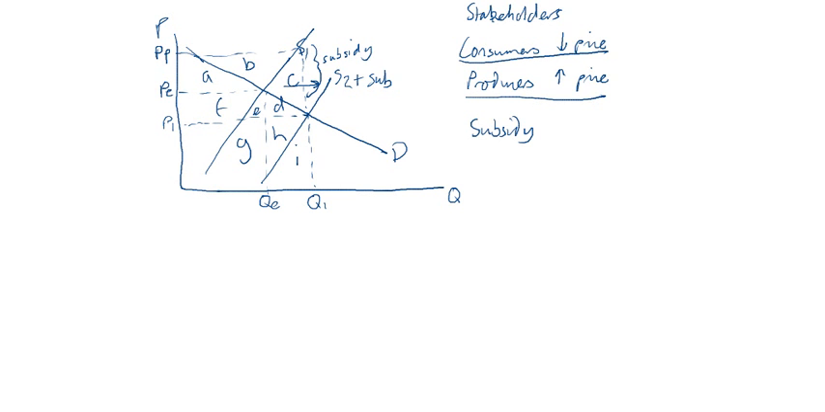Okay, that's the cost to the government. How does the government afford to pay this subsidy? Effectively, it's going to be through taxpayers. So taxpayers are going to have to pay more in taxes, or alternatively there's going to be an opportunity cost.